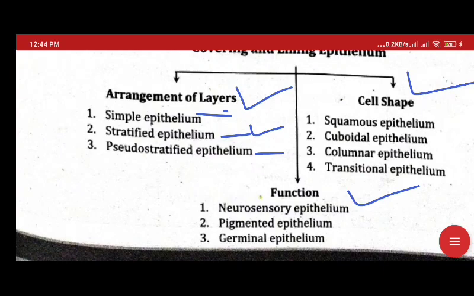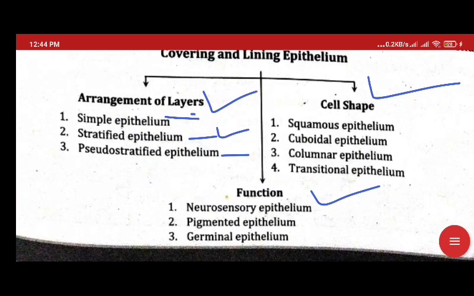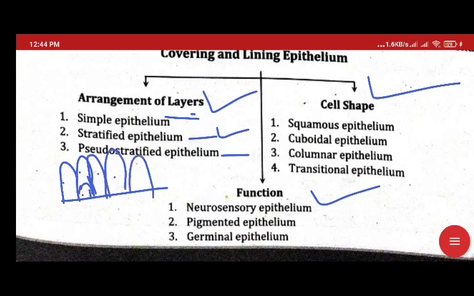Here keratinized and non-keratinized types develop. And in pseudostratified, if this is the basement membrane, there is a big cell, a small cell, and again a big cell, a small cell. This looks like two cells or one cell, and the nucleus is also at different levels, up and down. So it is called pseudostratified, meaning it looks like many layers but has only one layer.